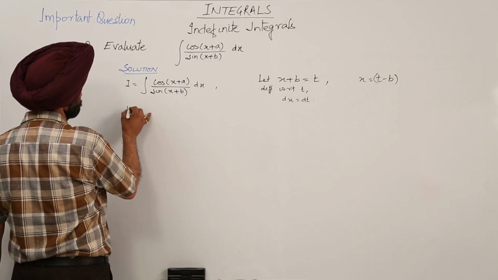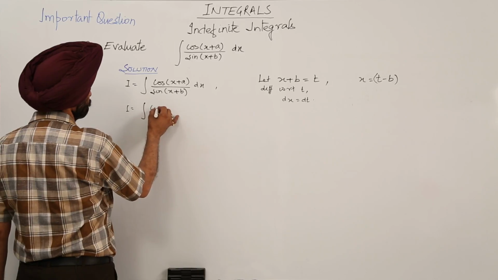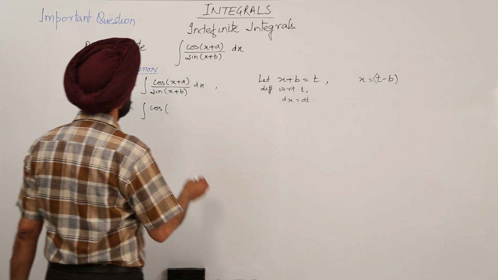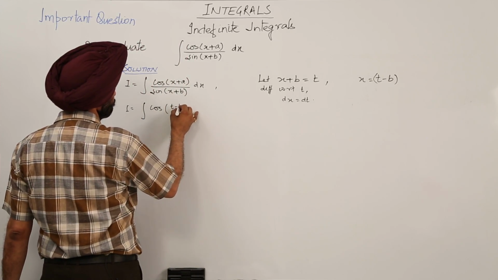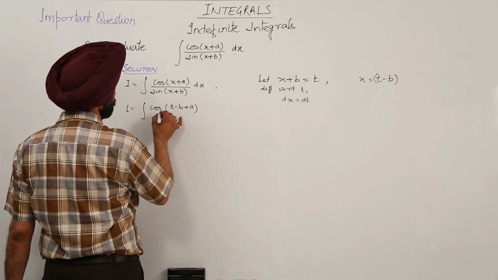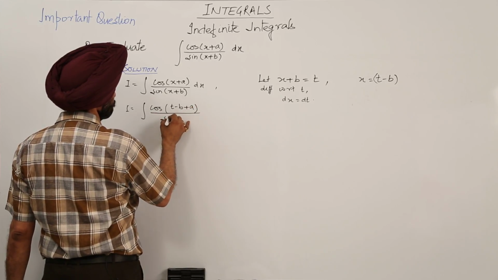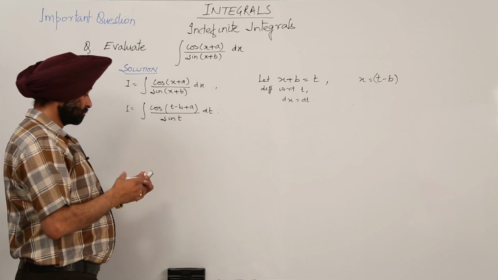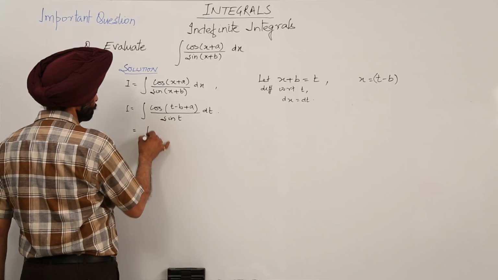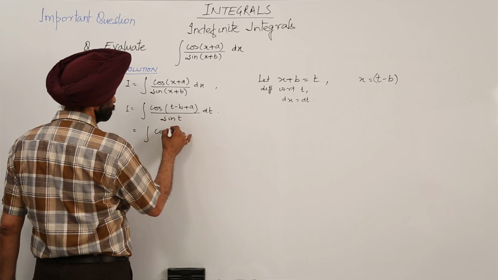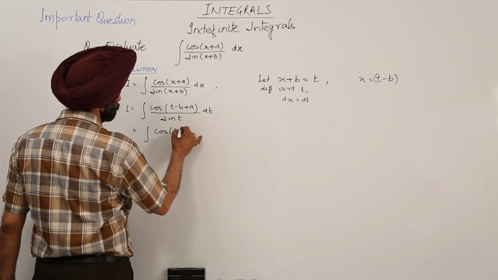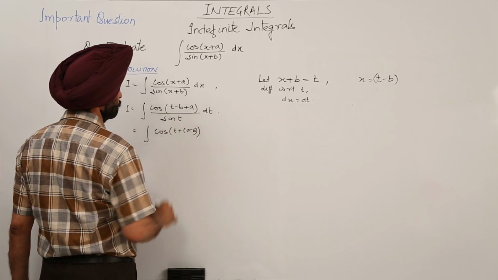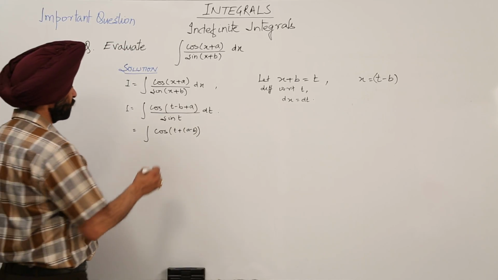Now the question becomes the integration of cos, now in the bracket what is x? t - b. So we can write it as (t - b + a) upon sin t dt. To this we can write it as the integration of cos(t + a - b) upon sin t dt.